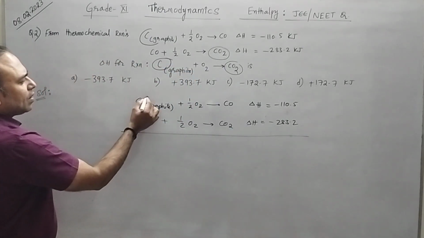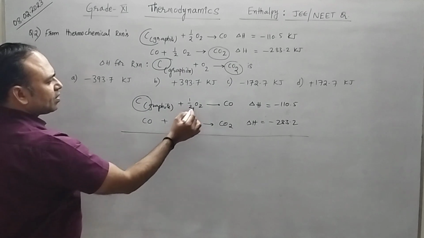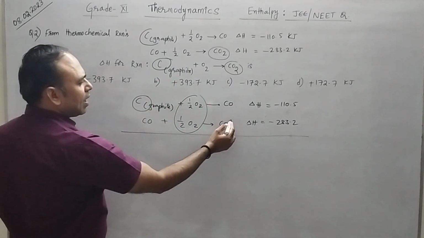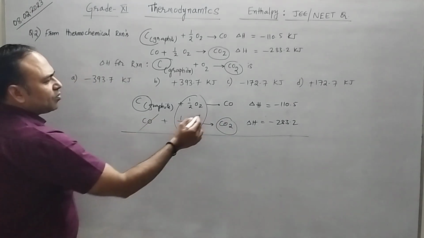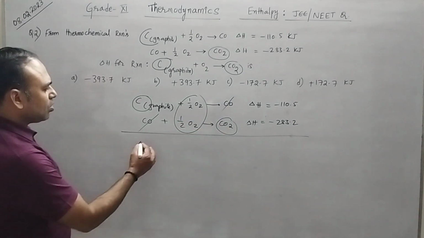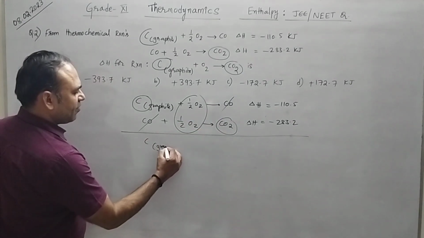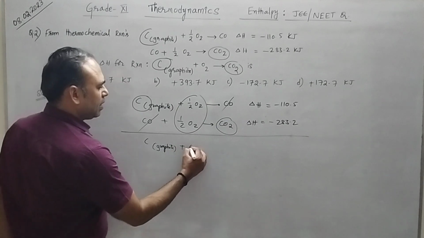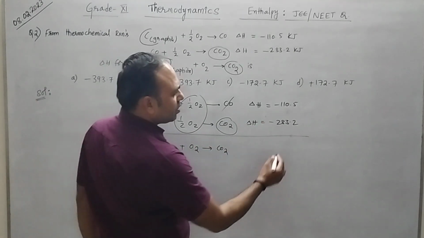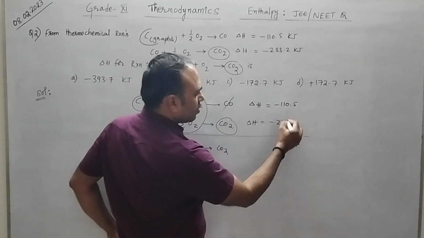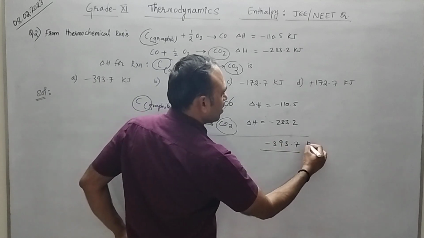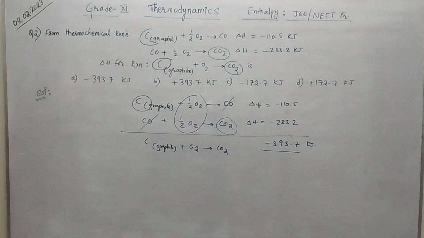So first, what is required: C graphite plus O2. Half O2 plus half O2 gives O2, and CO2. Next, cancel CO on the LHS and RHS. We can cancel this. So we got C graphite plus O2 gives CO2. Now you need to add the delta H values: minus 110.5 and minus 283.2 gives minus 393.7 kilojoules. Hope you have understood this.